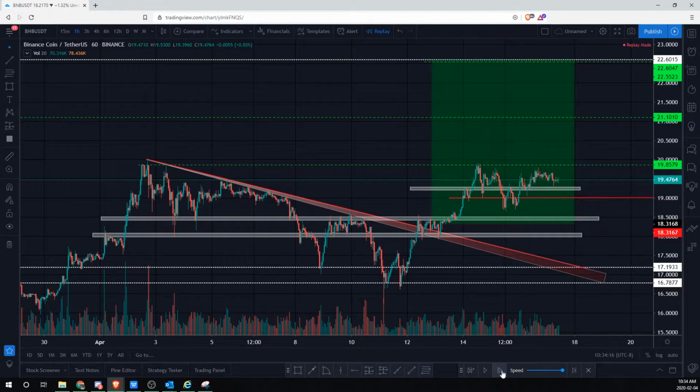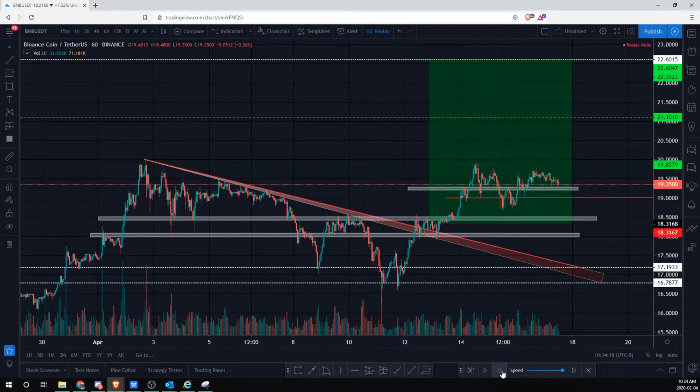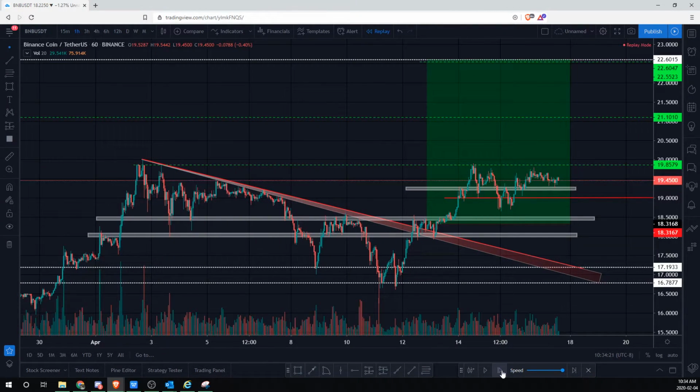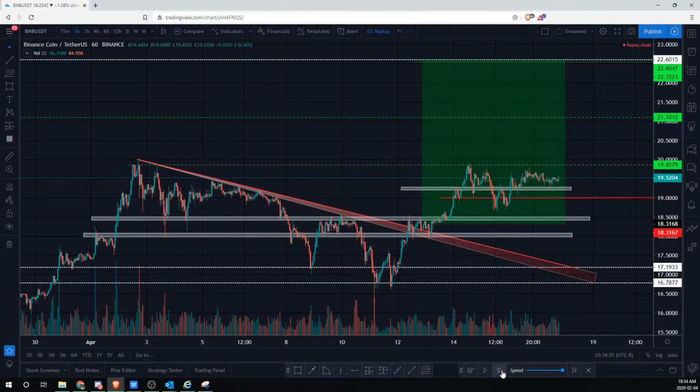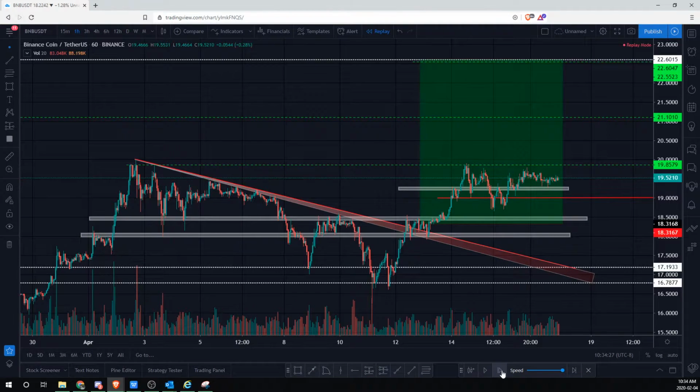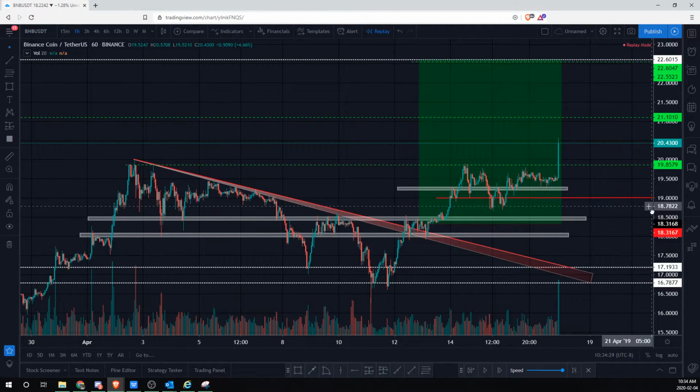Let's see. We will get stopped out if the price does come below our zone, but for now it's still holding, which is nice. But we're not seeing buyers come into the market yet. Holy shit. Okay, so there you go.